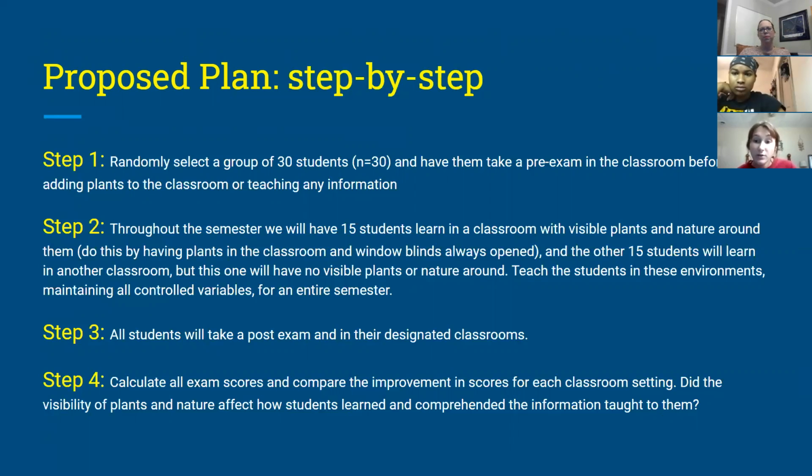And then the other 15 students will learn in another classroom, but this classroom will have no visible plants or nature around. And we will teach the students in these environments, maintaining all of our controlled variables for the entire semester. Then in step 3, all our students will take our post-exam in their designated classroom. And then step 4, we will calculate all our exam scores and compare the improvement in scores for each classroom setting. And then we propose the question: did the visibility of plants and nature affect how students learned and comprehended the information taught to them?